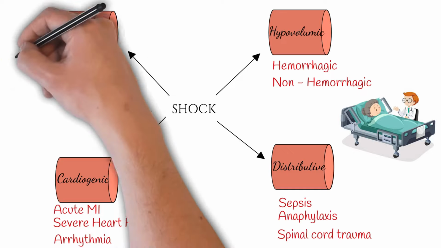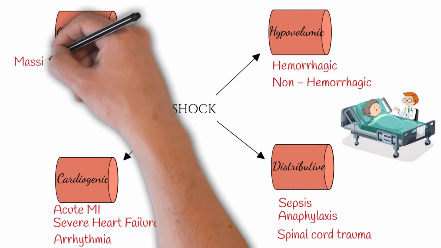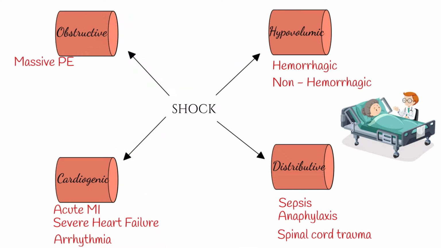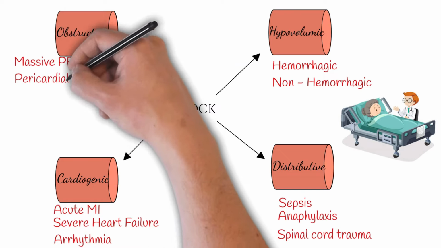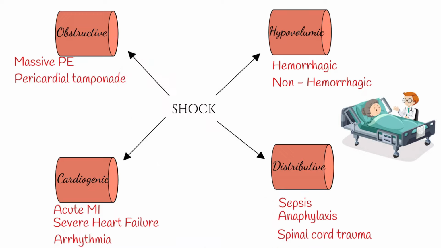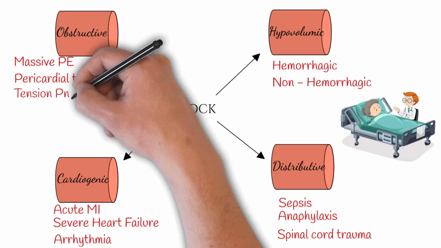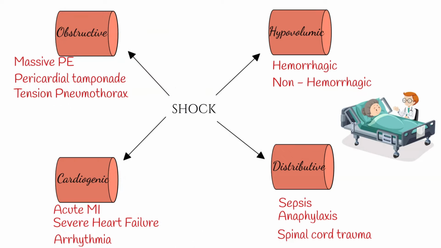a shock-like condition develops. Obstructive shock can occur due to massive pulmonary embolism, or pericardial tamponade, in which there is a fluid or blood collection in the pericardial space leading to impaired diastolic filling of the heart. It can also occur due to tension pneumothorax. In tension pneumothorax, there is a massive pneumothorax which causes shifting of the heart and the mediastinum to the opposite side, leading to impaired venous return. So basically, shock can be classified into the four types on the basis of etiology.